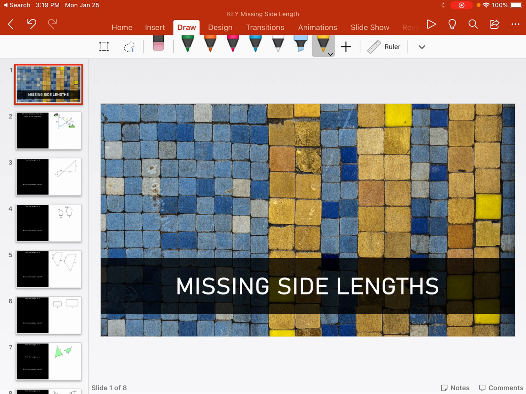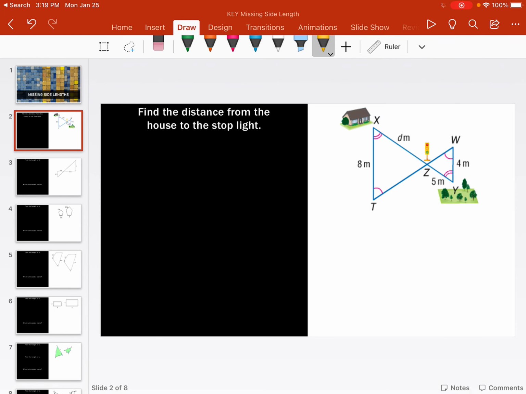Hey guys, let's talk about missing side lengths. If you notice on this diagram, there are some sides that are labeled, and then we have this one side right here that is labeled D for the distance in miles. We don't know what D is, so that's what I mean by missing side lengths. There's going to be a side of a shape that is missing.